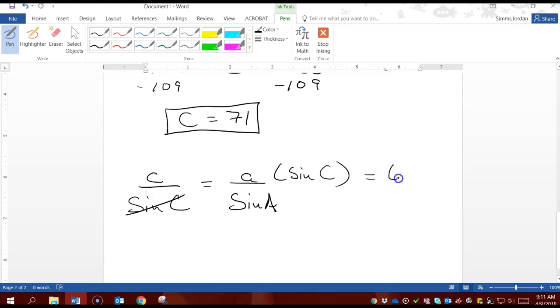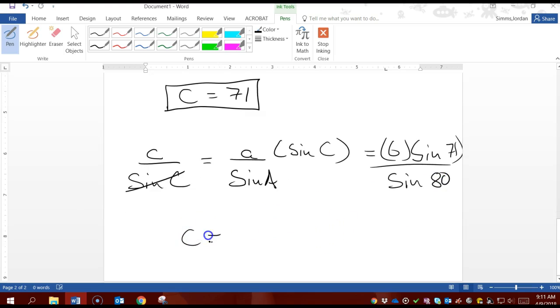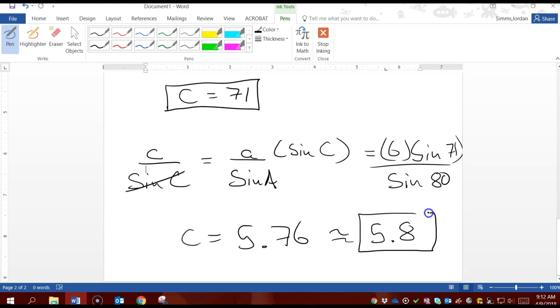So that's going to be 6 times the sine of 71, and we're going to divide that by the sine of 80. And that's going to give us side c. Hopefully it comes out. But again, do your sines first if you're doing it all in your calculator. So I'm going to go sine 71 times 6, and then divide that answer by the sine of 80. And that should come out to 5.76. We'll approximate that because they want everything rounded to one decimal place. We should call that 5.8.